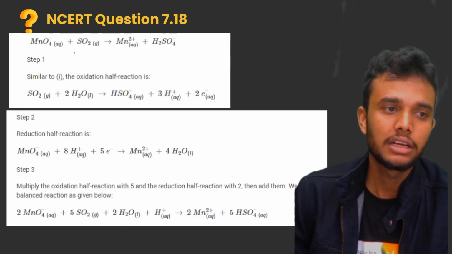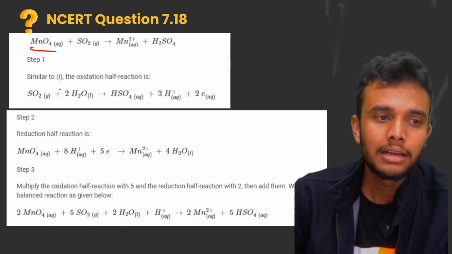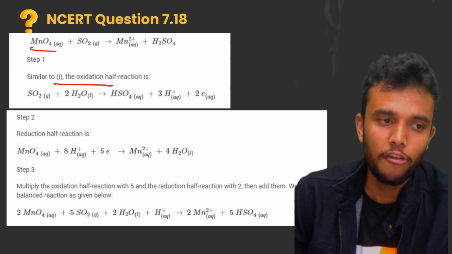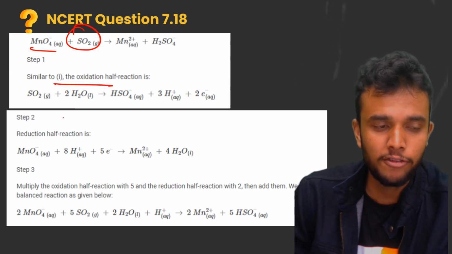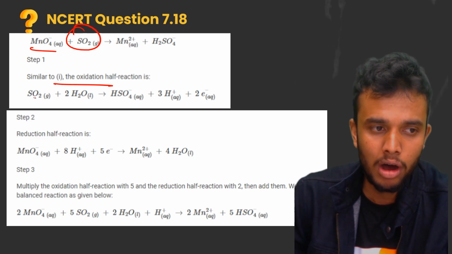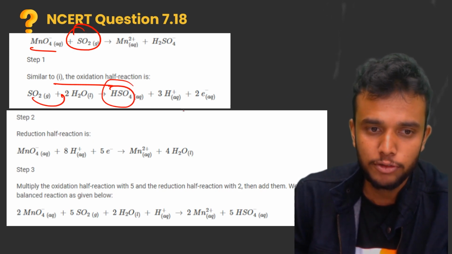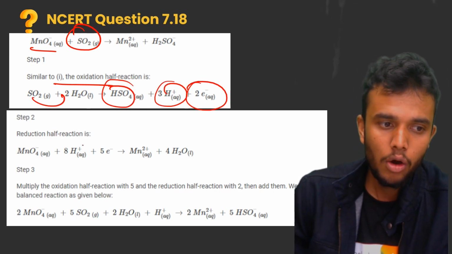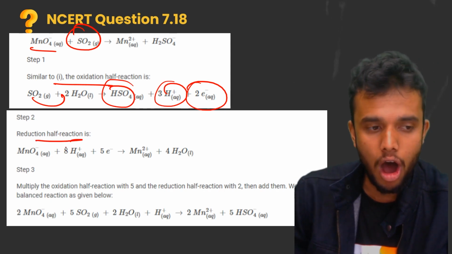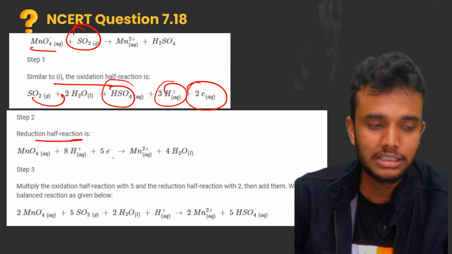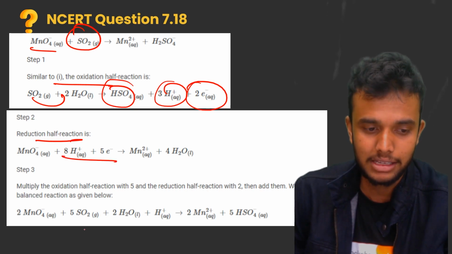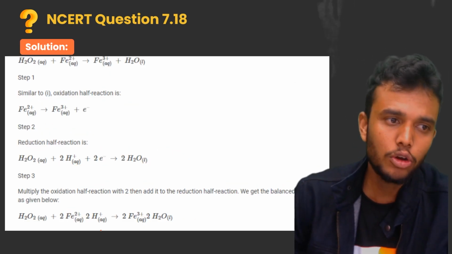Second question, students. MnO4 minus here. Similarly, first the oxidation half reaction, which is sulfur dioxide, whenever it reacts with a water molecule to form HSO4 minus, H plus and 2 e minus. Okay, similarly take the half reactions, the oxidation half reaction and then the reduction half reaction, then balance it. You got the answer. Next question.